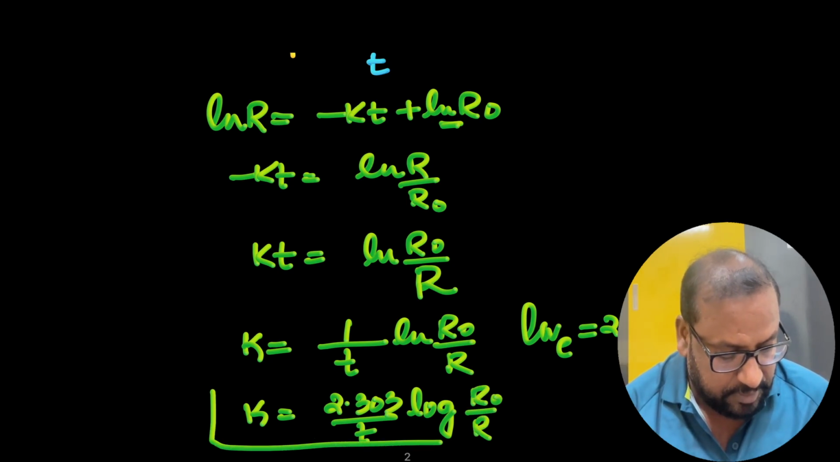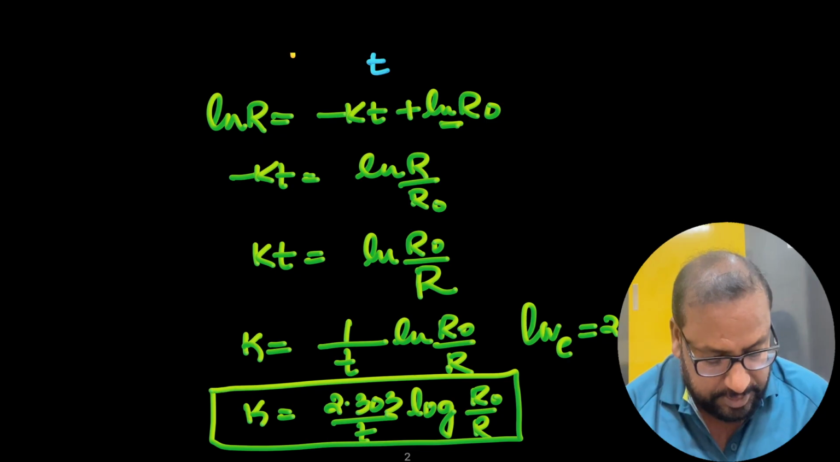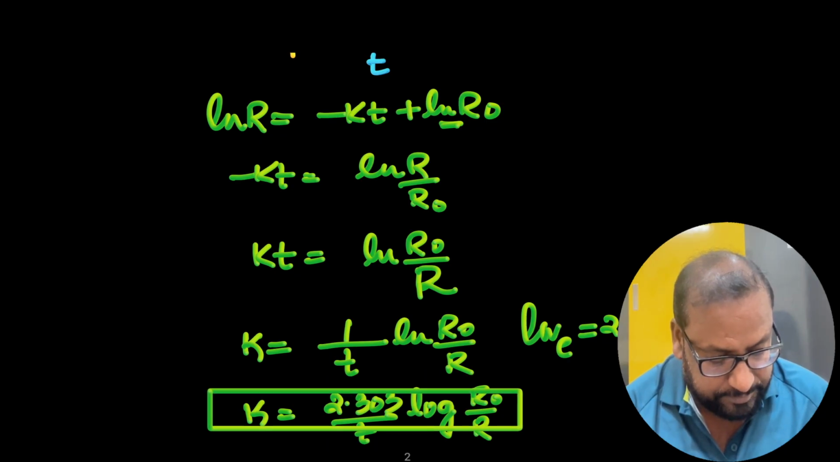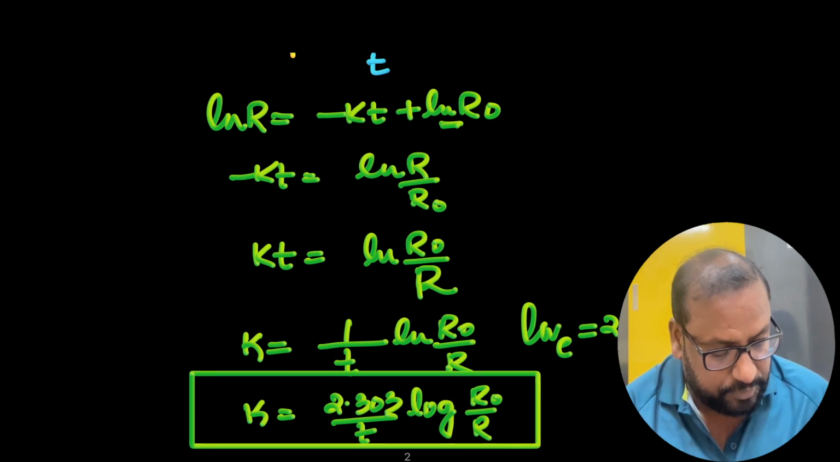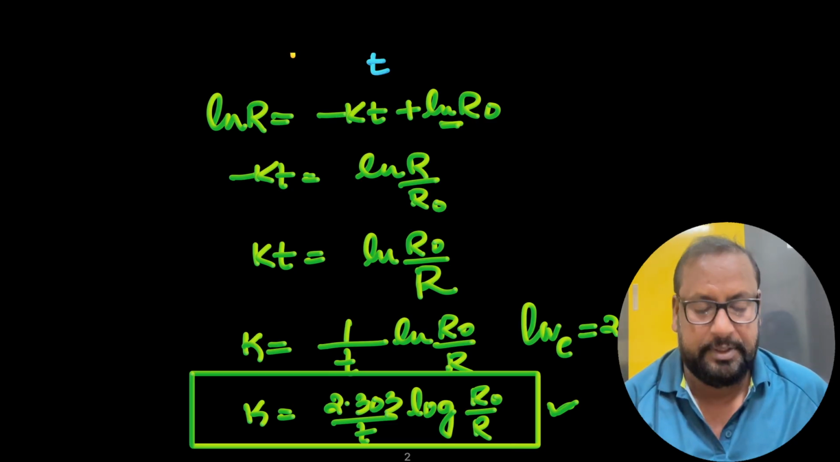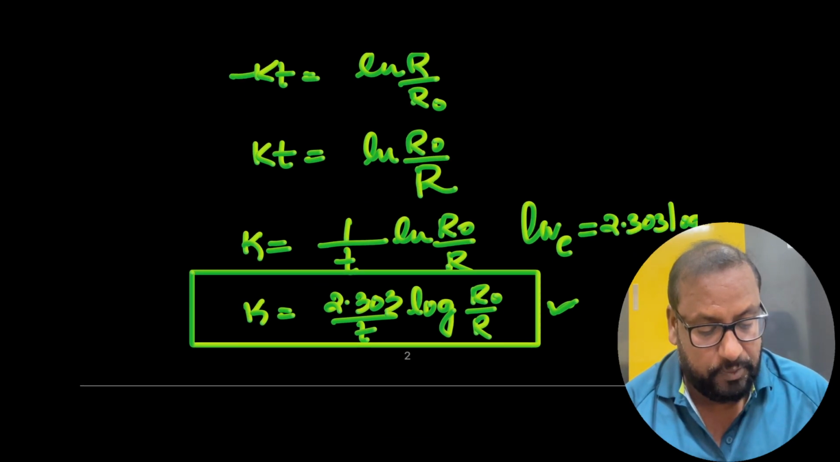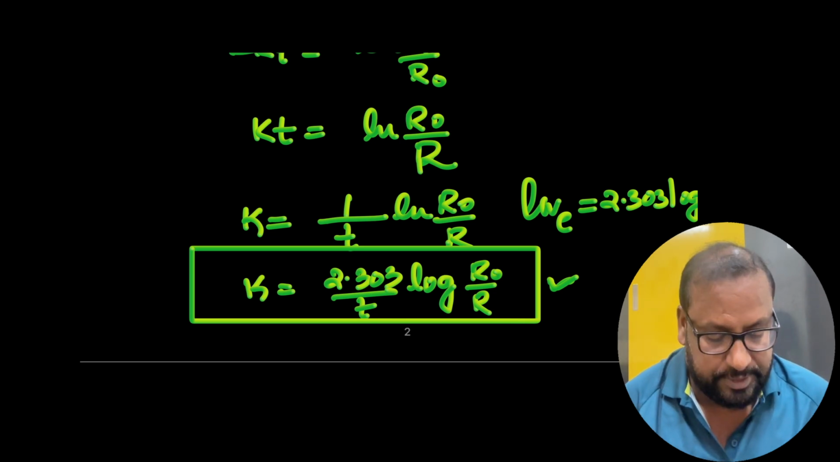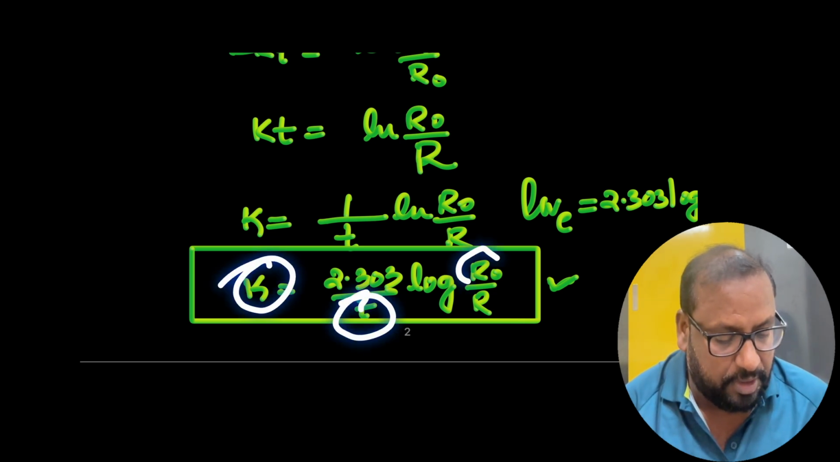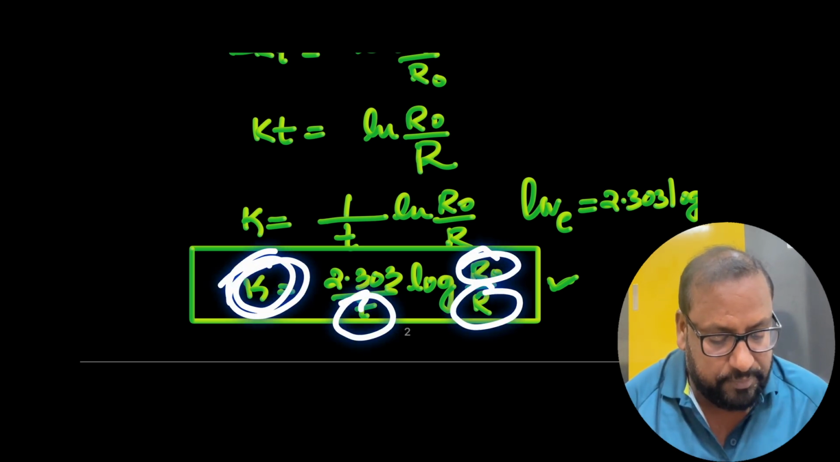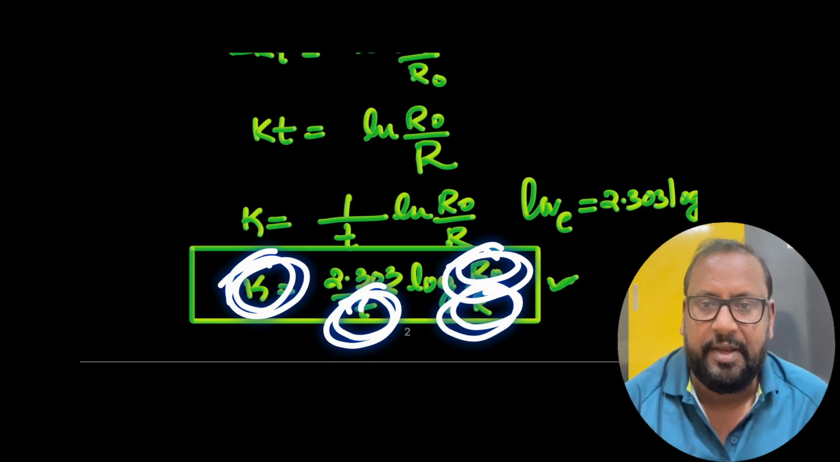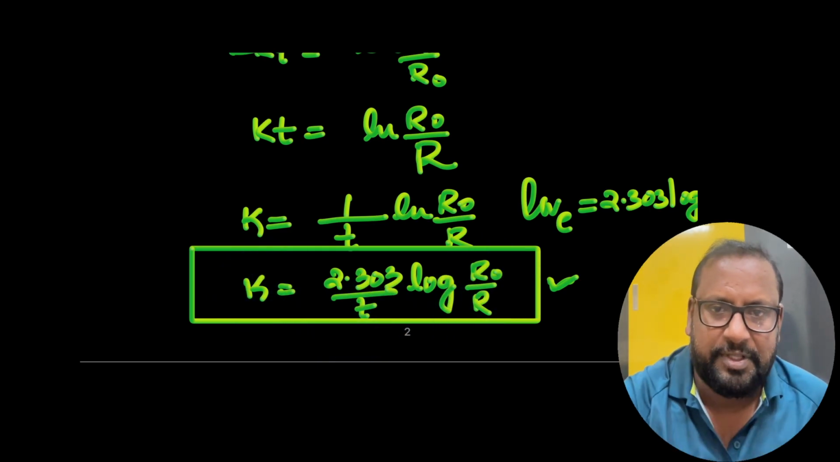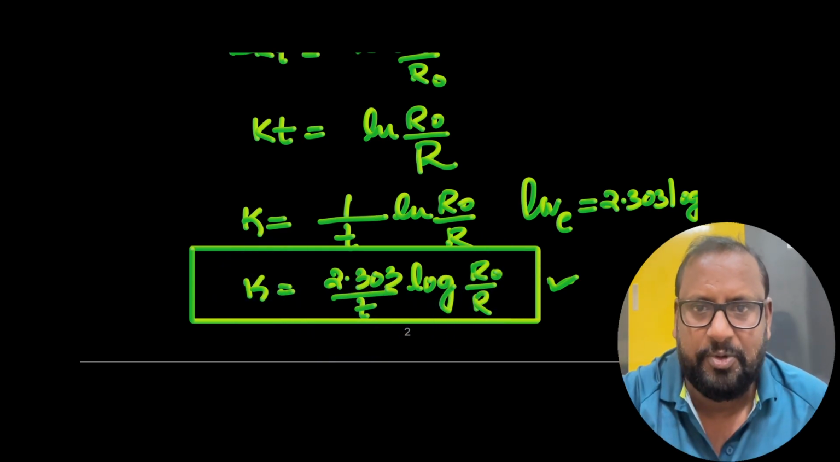So this is the first order kinetic equation. Okay, so we use this to calculate the things here. If you observe this equation, there are 4 variables: k, t, R0, R. Out of these 4, you will be given 3 and you have to solve for the remaining. That's it, nothing more than it.